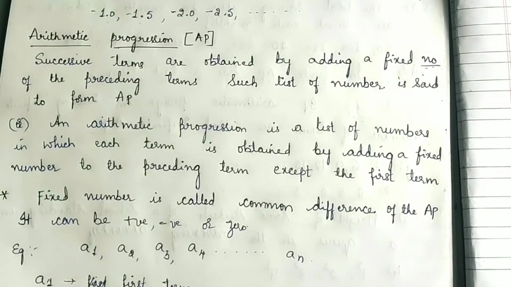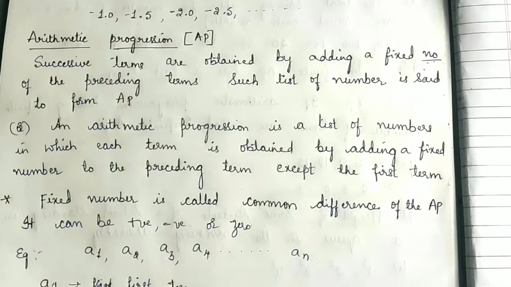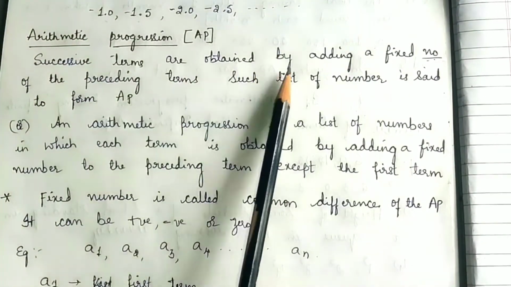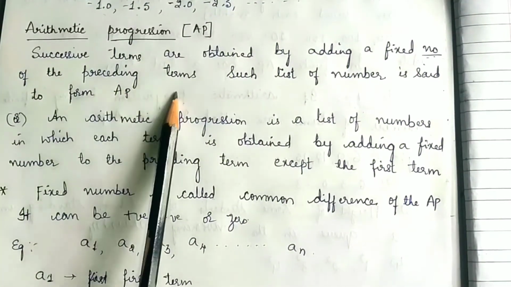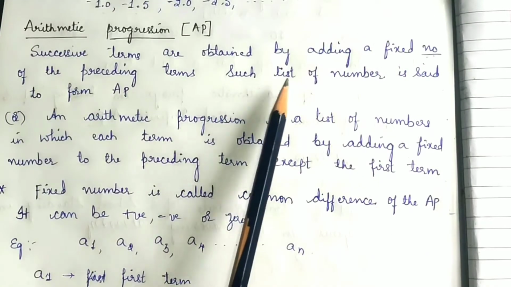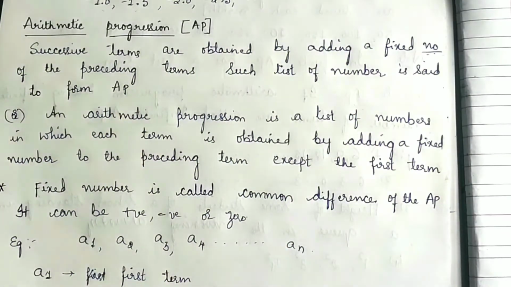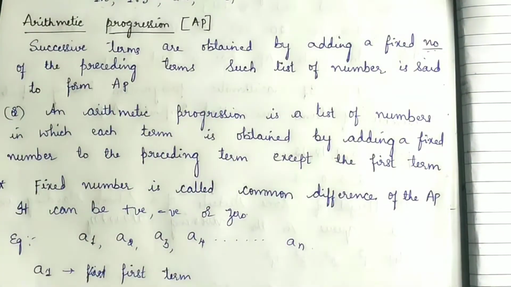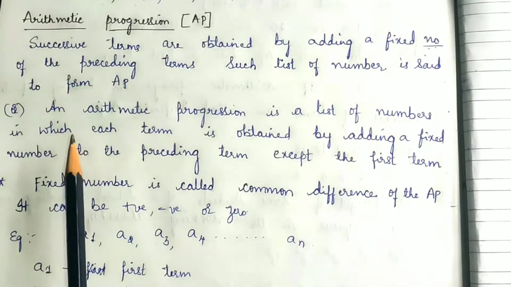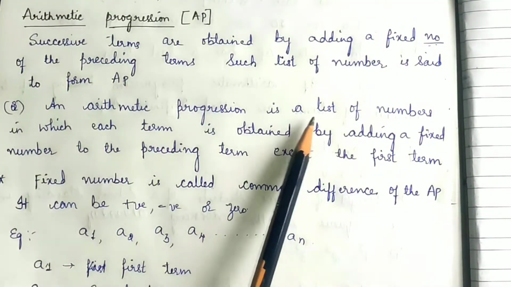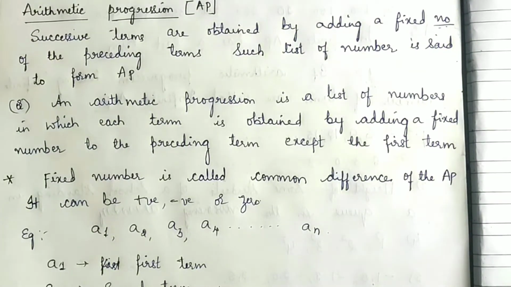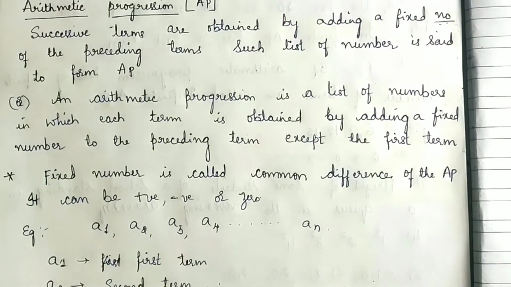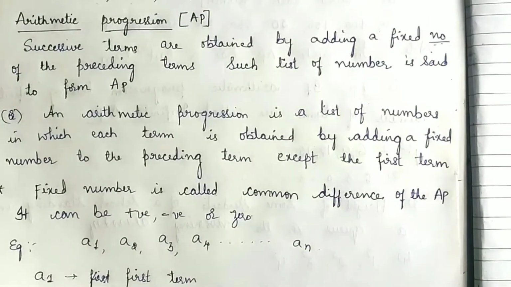Let's define again. The successive terms are obtained by adding the fixed number to the preceding number. Such a list of numbers is said to be in AP. AP means arithmetic progression. Or arithmetic progression can also be defined as a list of numbers in which each term is obtained by adding a fixed number to the preceding number, except the first one.